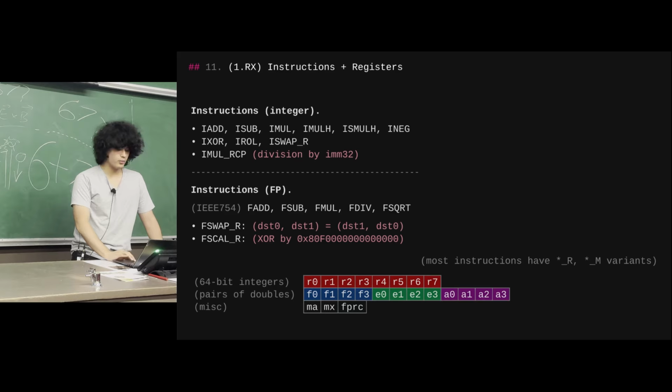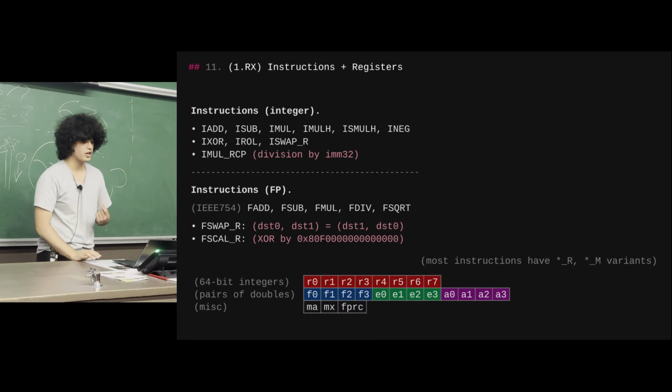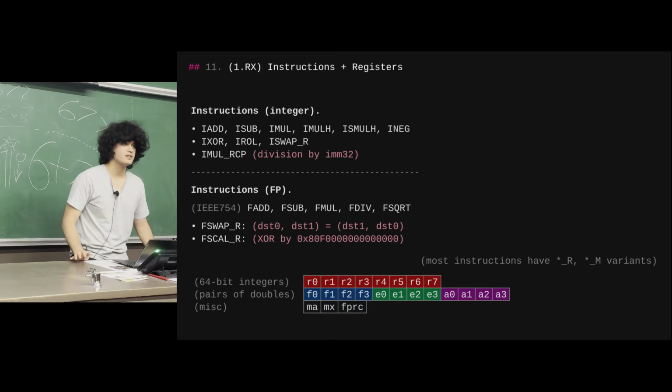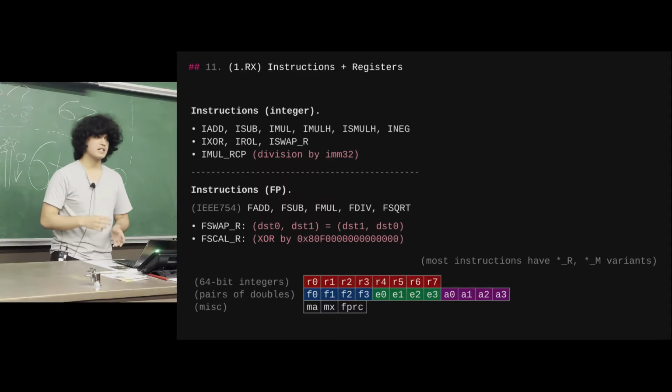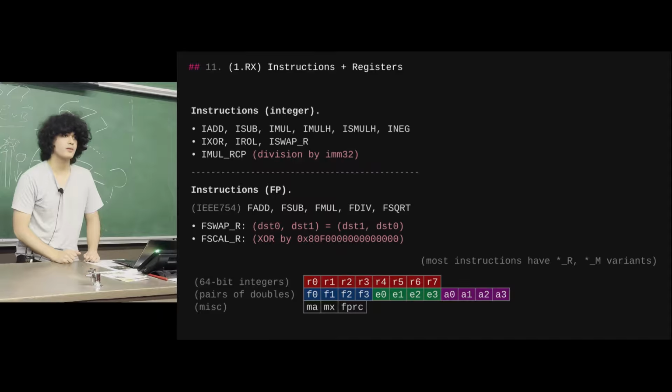So, all right, so here are the floating point instructions. So the only floating point instructions that are included are the base deterministic IEEE 754 instructions. So add, sub, mul, div, and square roots. And then we have like swapping a pair within a register, that's fswap. And then fscal, which is just equivalent to XORing the binary representation.